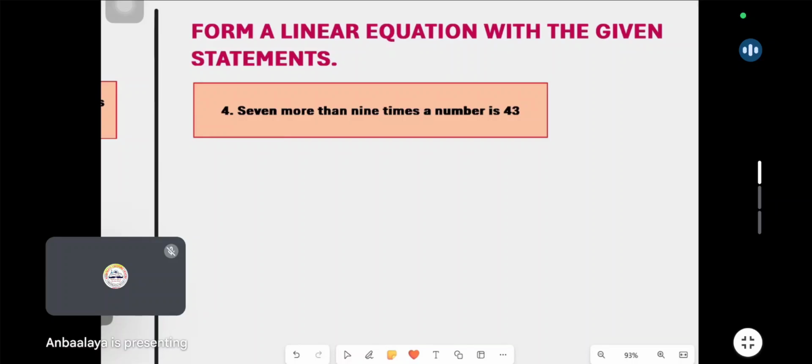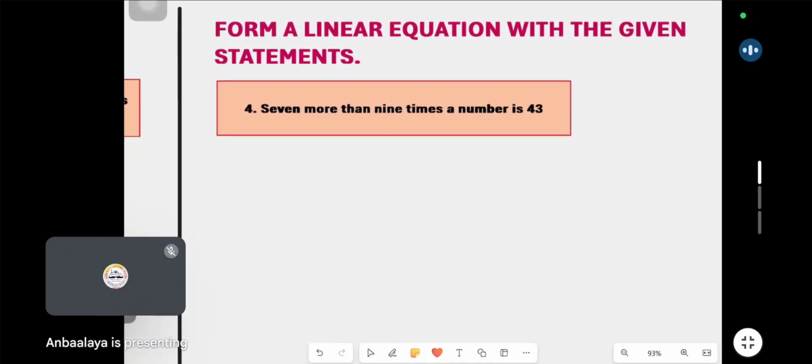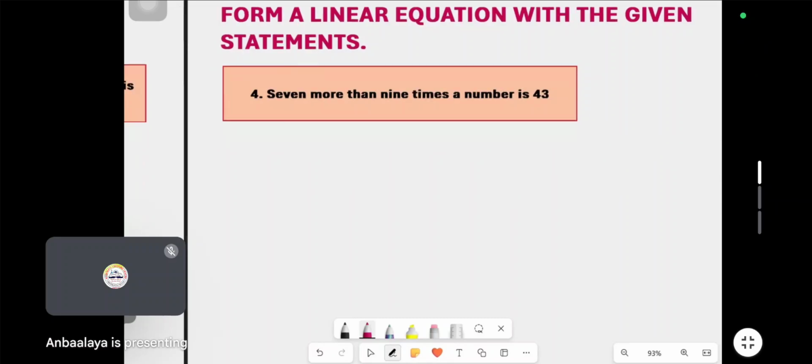7 more than 9 times a number is 43. Any idea how to form a linear equation with this one? 9x plus 7 is equal to 43. Very good. Sachin Mahadev, right? Yes, ma'am. What is your full name? Is it Sachin Mahadev? Sachin Madhav, ma'am. Oh, Madhav. Okay, I'll change it next time.